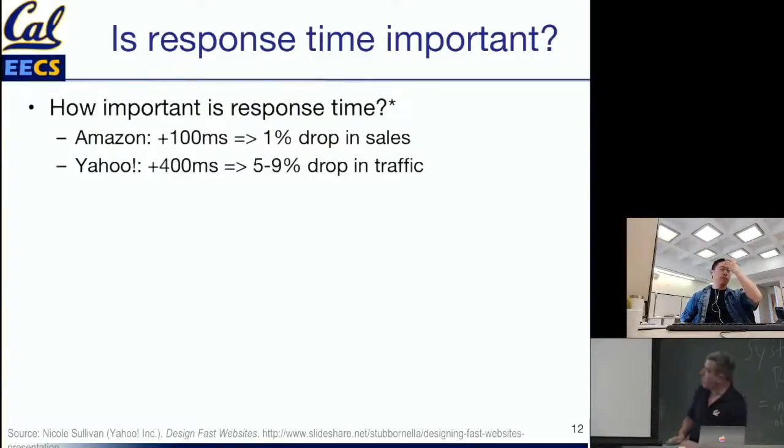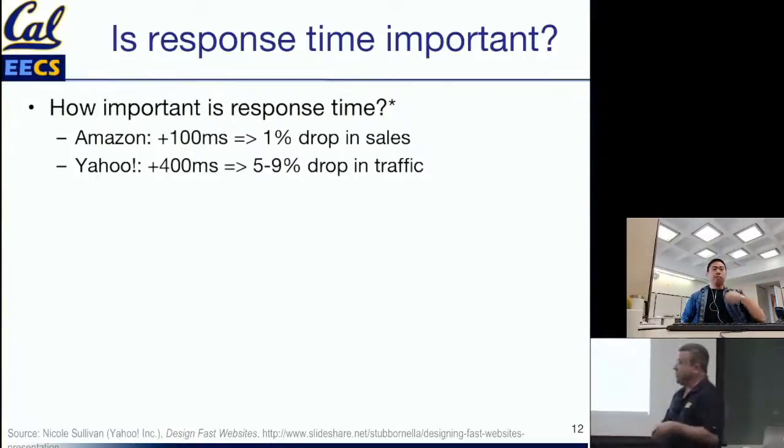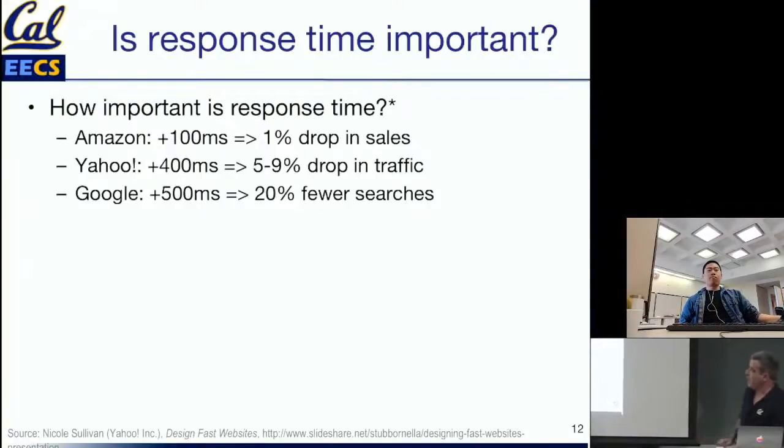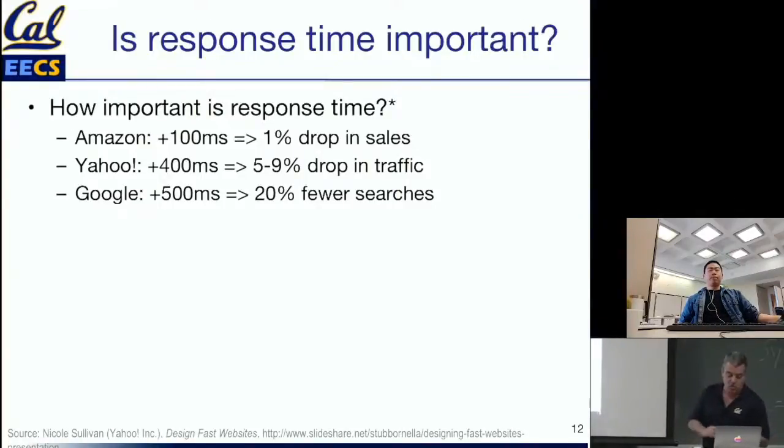Yahoo did the same thing back when Yahoo was relevant. Yeah, I know. They injected up to a 400 millisecond delay in search results, and they got a 5 to 9% drop in traffic. Google did it. They injected up to half a second of delay, and got 20% fewer searches. So that's extremely noticeable, right? Speed is not an optional thing.